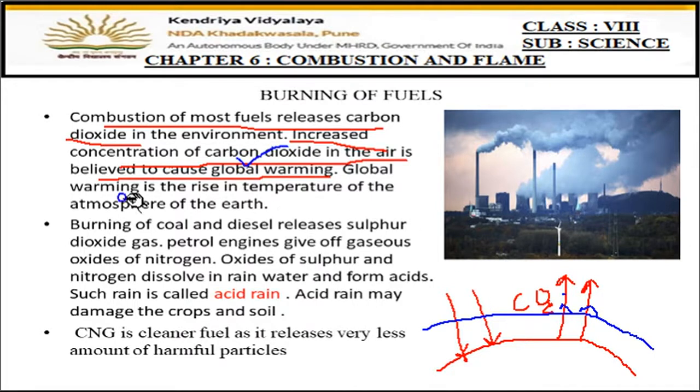Okay, so global warming is the rise in the temperature of the atmosphere of the Earth. So more the CO2 in the atmosphere, more will be the greenhouse effect, and more the greenhouse effect, more will be global warming. Okay.